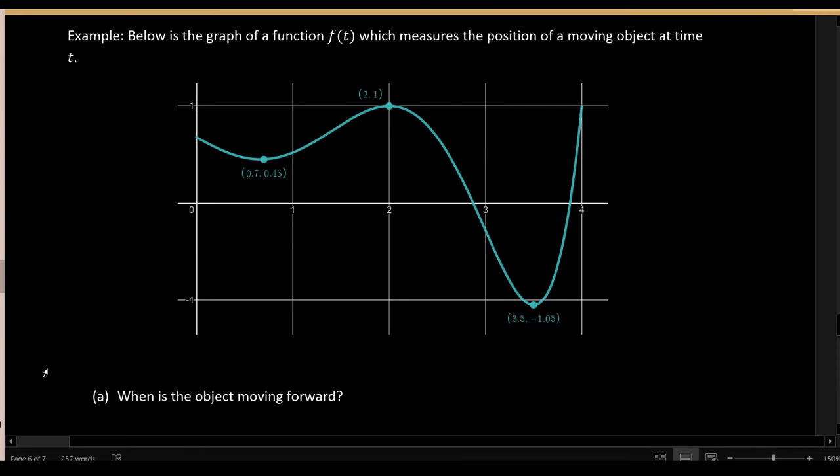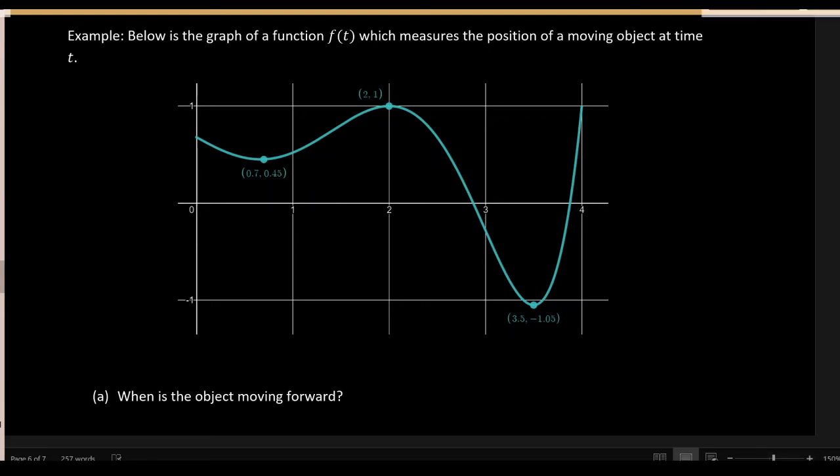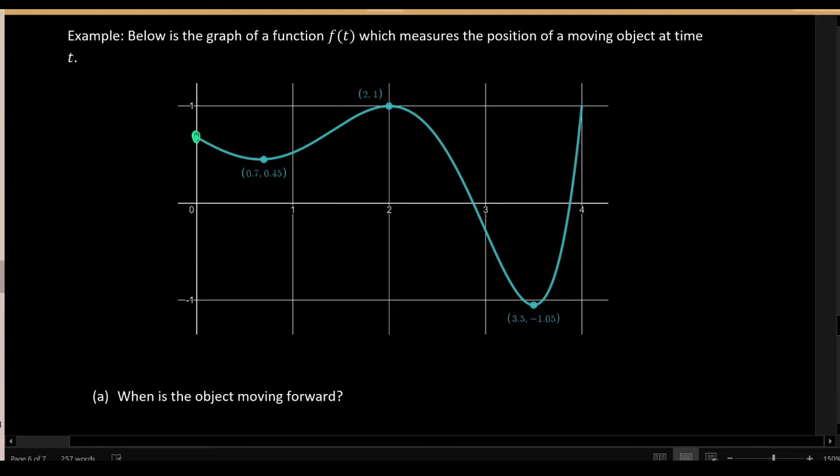Let's apply that principle to a problem like this one. We've got a function f of t, which in this problem measures the position of a moving object at time t. And we don't have any real information about the formula for this function. All we have is the graph, and I should note here that this graph starts at time t equals 0, and this graph actually stops at time t equals 4. So only 4 time units, maybe 4 seconds, is passing, and that's where we're measuring this object's position.